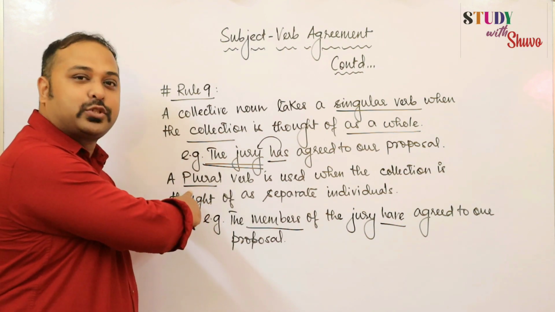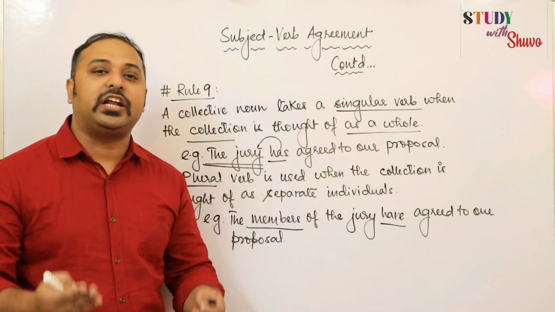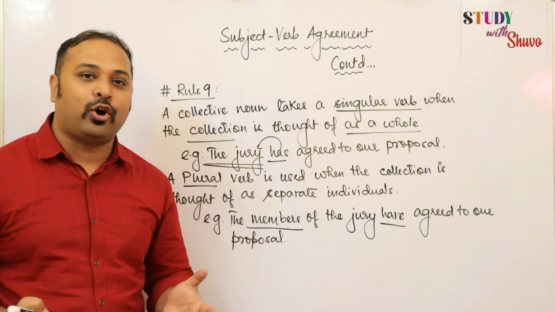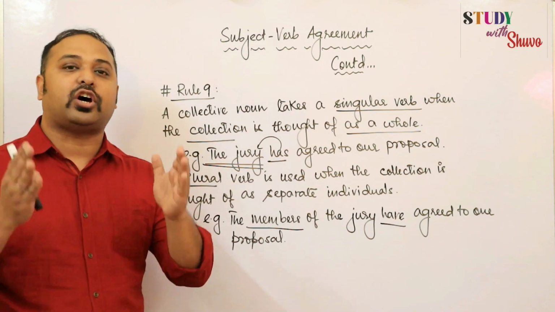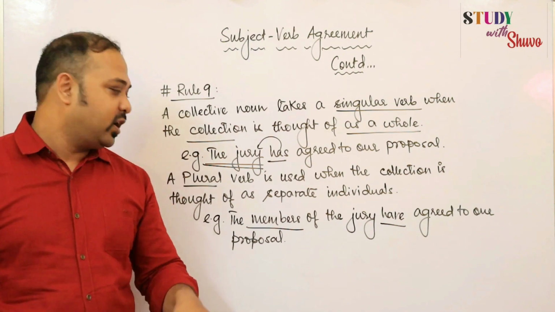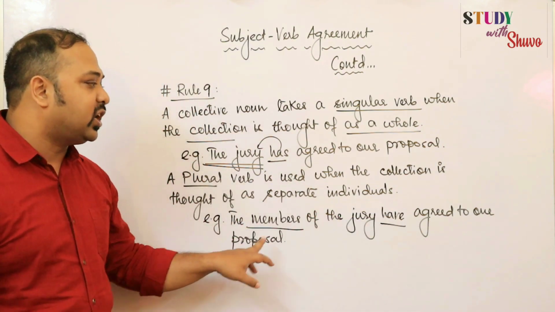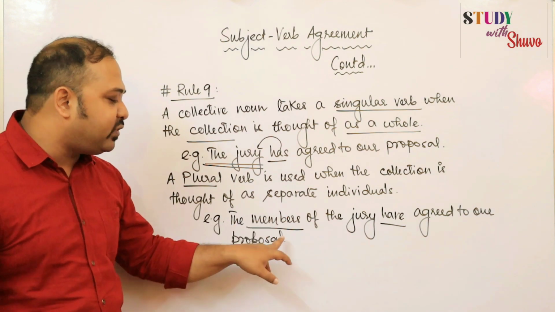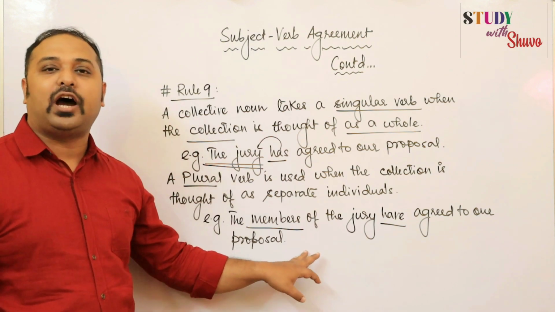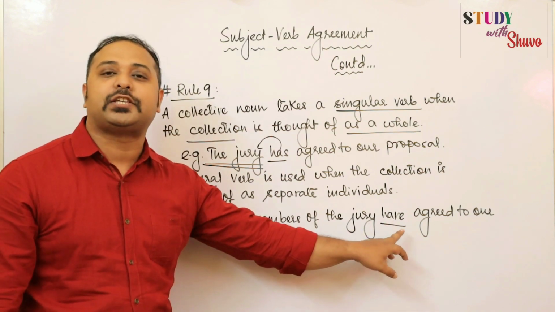However, the next part of this rule states a plural verb is used when the collection is thought of as separate individuals. That means when we are not pointing out to the collection as a whole, but we are pointing out to the members of the units in a collective noun, then we are going to use the plural verb. For example, the members of the jury have agreed to our proposal. We have taken the same sentence, but here we have made a slight change. We have added the phrase the members of. The moment we are pointing out to individual members within this collective noun, jury, immediately the verb changes from singular to plural.